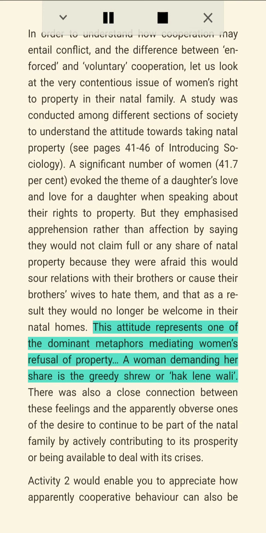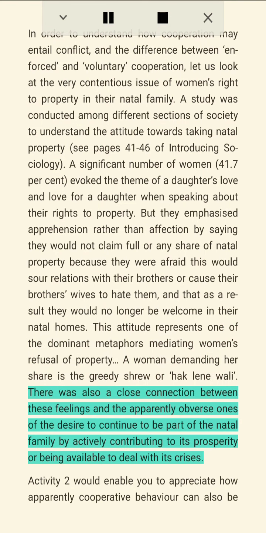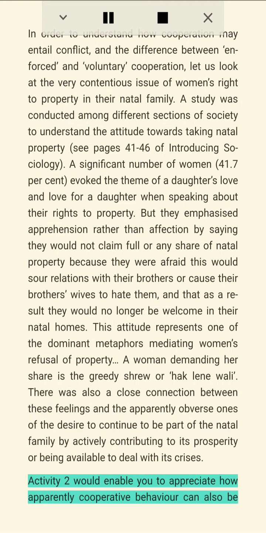This attitude represents one of the dominant metaphors mediating women's refusal of property. A woman demanding her share is the greedy shrew or hawk lena wali. There was also a close connection between these feelings and the apparently obverse ones of the desire to continue to be part of the natal family by actively contributing to its prosperity or being available to deal with its crises.